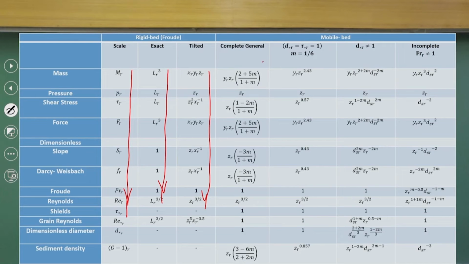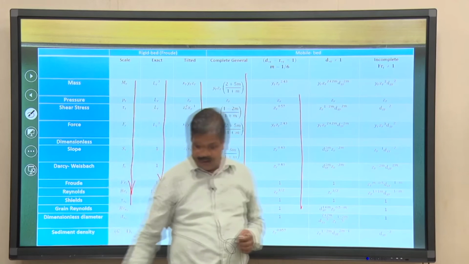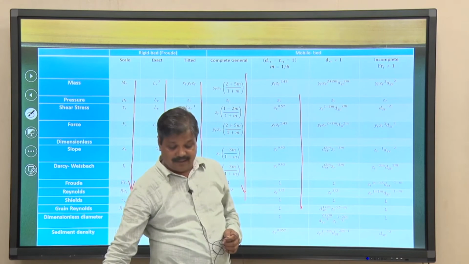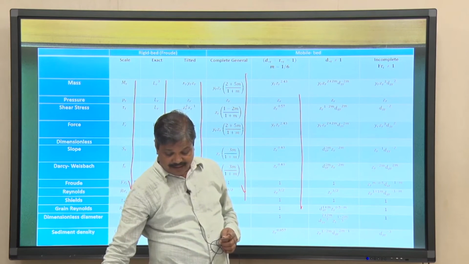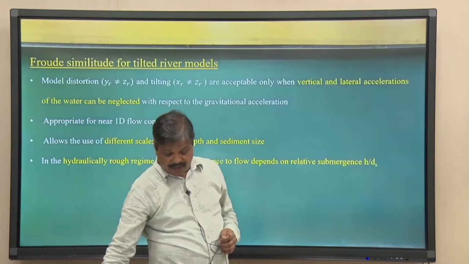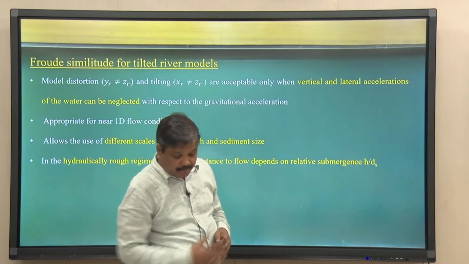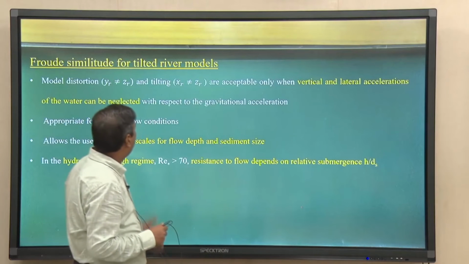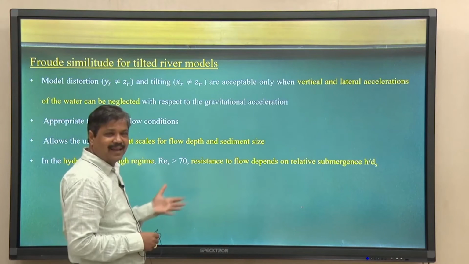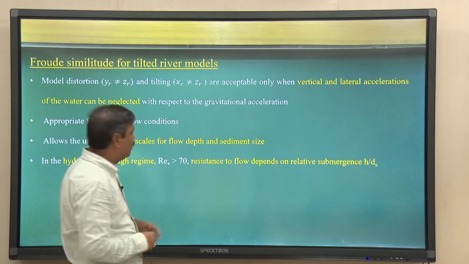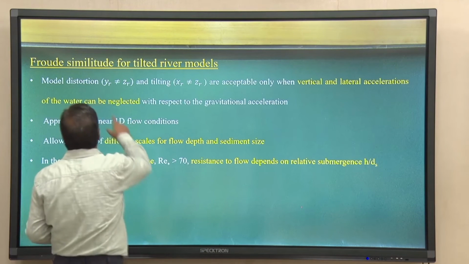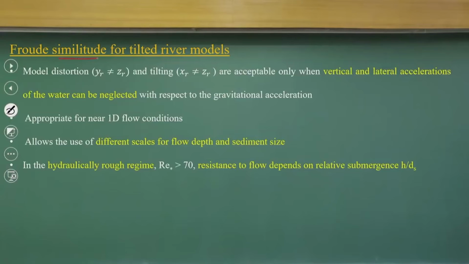In case of the mobile bed, we have different conditions of dimensionless diameters and the incomplete part, which we are not discussing here. So, if you look at these things, we can derive it, and that is the modeling part. Now, I will not be going into more detail, but I just put it as empirical nature, but you try to derive it when you do the Froude similitudes for tilted river models.